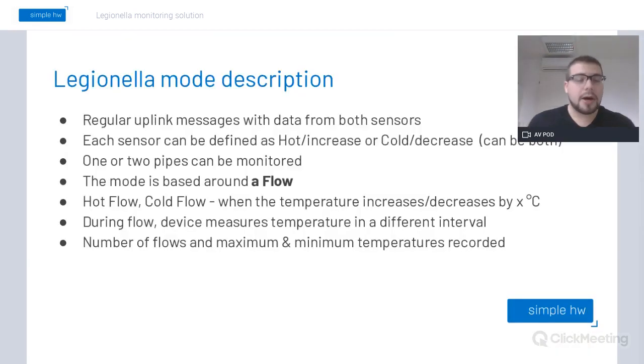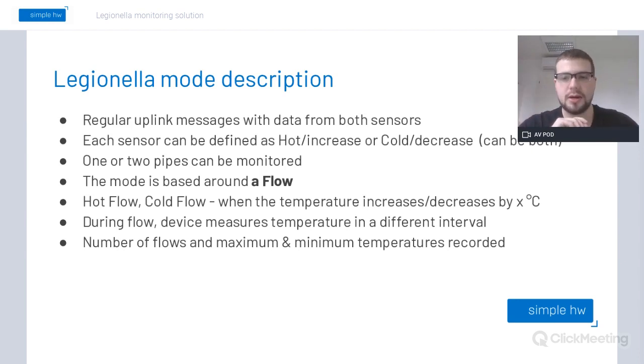So now quickly about the mode itself. It works in a way that it sends you regular uplink messages, and in these messages they contain data from both the sensors. The mode itself is built around what we call a flow, and let me explain this. It's a bit complicated, but when you get the grip of it, it really is not that hard afterwards.